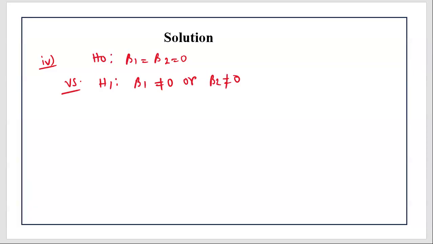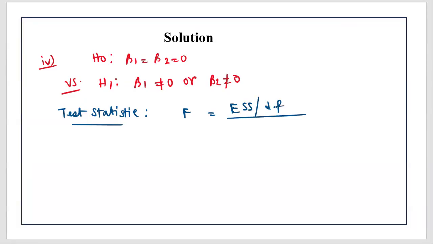So the required test statistic will be the F statistic, where the statistic will look something like this: ESS upon the degrees of freedom of ESS, upon RSS upon the degrees of freedom of RSS. Now ESS, what is the degrees of freedom for ESS? Can you tell me what is the degrees of freedom? It will be simply K minus 1. K is the total number of parameters, that is 3. So it will be simply 2. And what is the degrees of freedom here? It will be simply N minus K, which is 97 basically in this case.